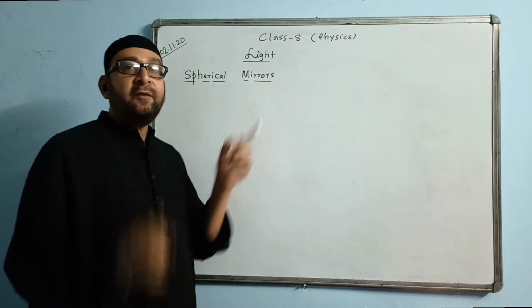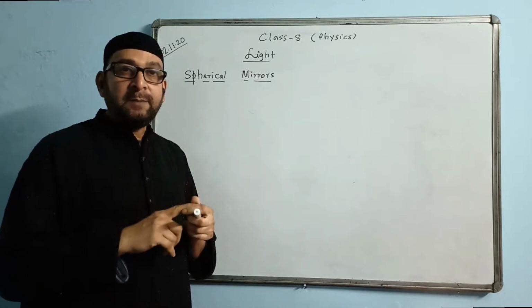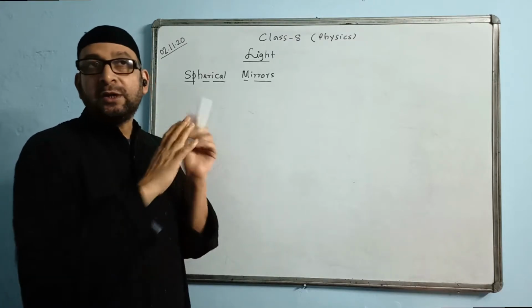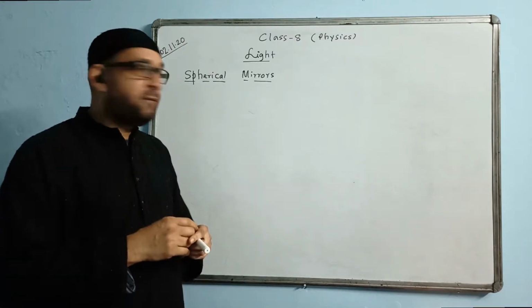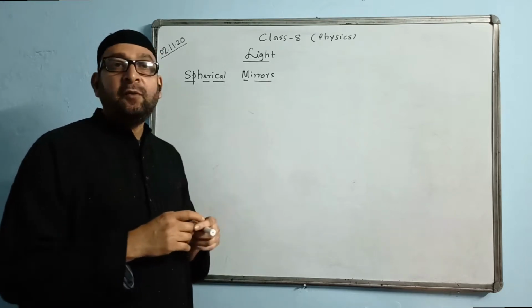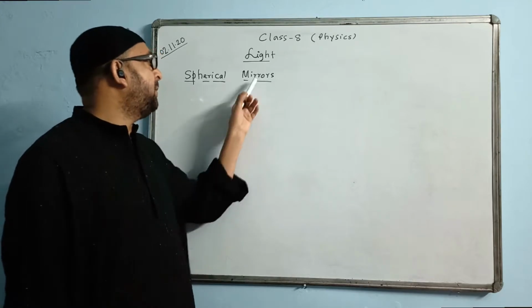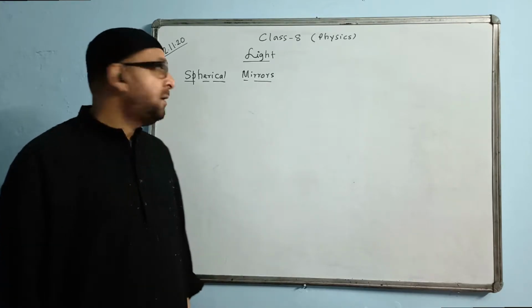So a mirror reflects the rays of light to form an image, whereas a lens is a transparent medium. It is not a shiny surface. So it forms the image by way of refraction. But in mirrors, reflection takes place.